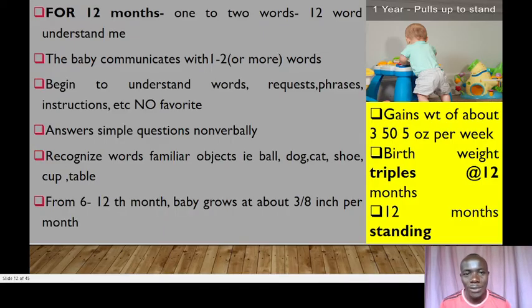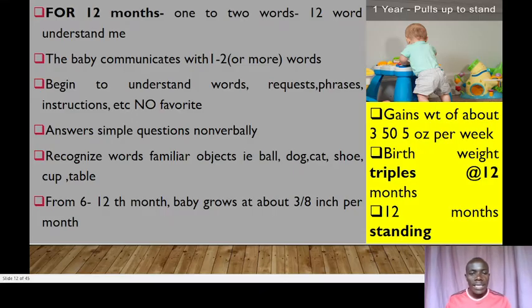All right, at 12 months. So at 12 months, for us to remember, it is 1 and 2, so we say we have 1 or 2 words, so the baby can communicate using 1 or 2 words. They begin to understand words, request phrases, instructions. Their favorite word at this stage tends to be no, no, no. I know some of you have interacted with toddlers, and you can bear me witness.